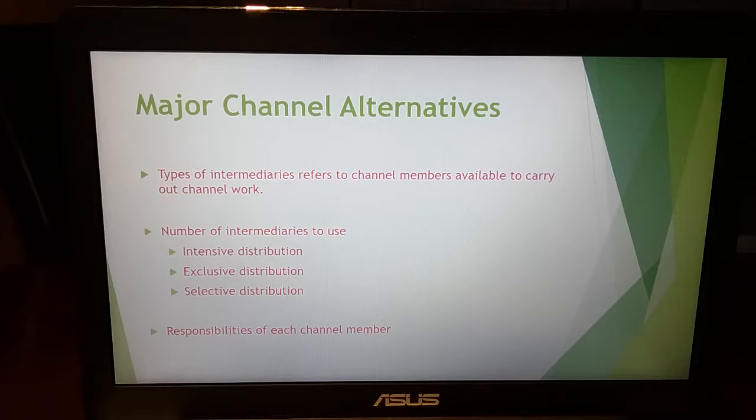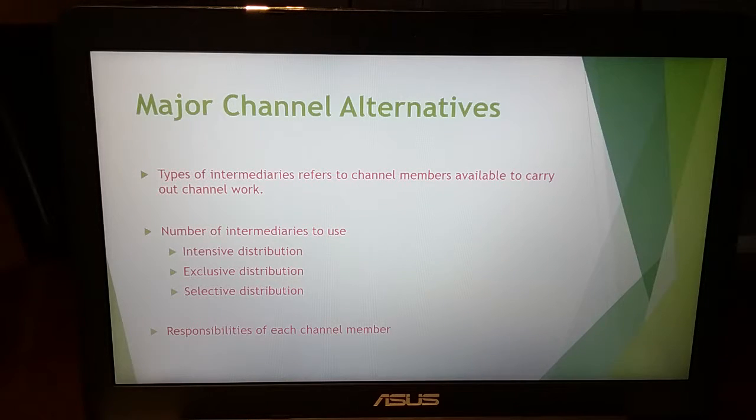Anyway, so exclusive is you only sell at certain places. So like Radio Shack, usually only high-end places. Radio Shack will be exclusive distribution. Tiffany might be exclusive distribution. It's usually high-end products or very specialized products. Then selective is some but not all.